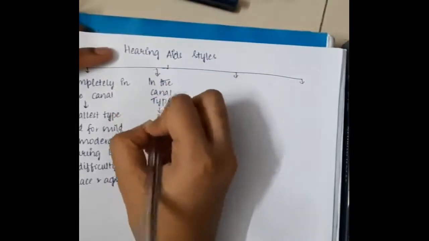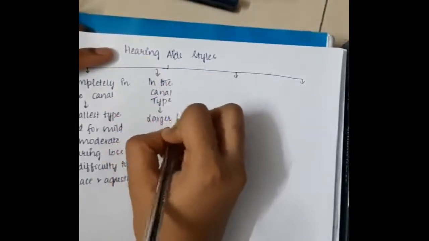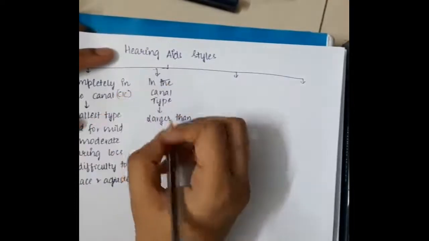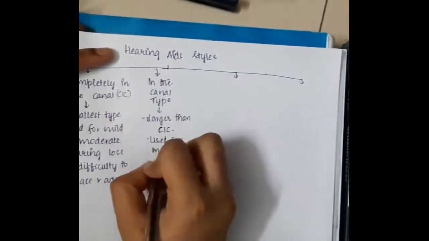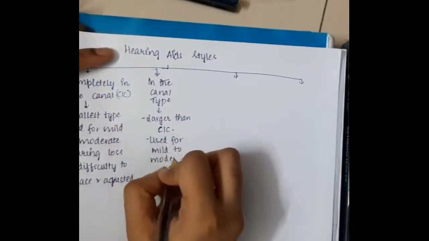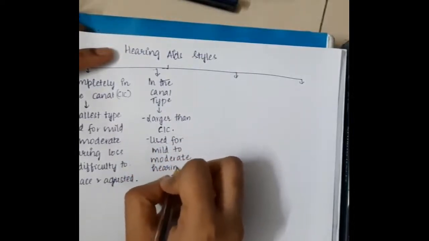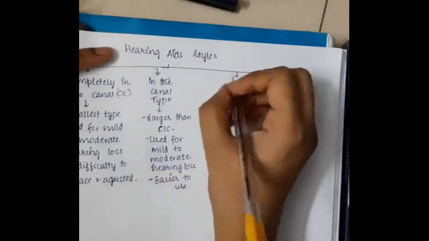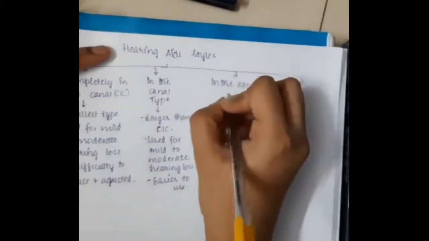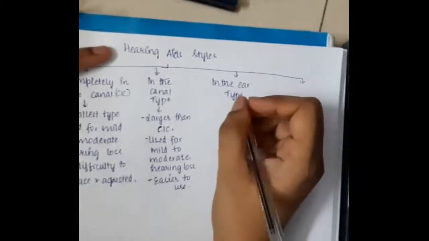Then we have the in the canal type. It is actually larger than completely in the canal and is used for mild to moderate hearing loss. This in the canal type is easier to use.